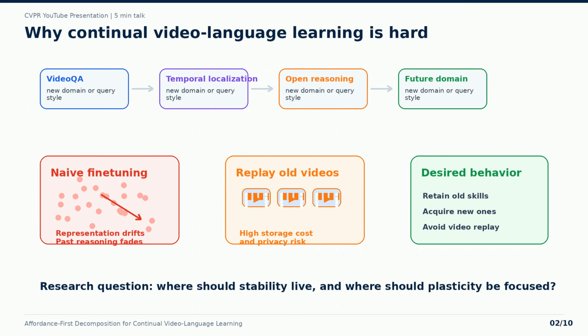Why is this difficult? In real systems, video streams are non-stationary. A model may first answer questions about daily activities, then temporal localization queries, and later open-ended explanations. Naively fine-tuning the whole model makes the representation drift, while storing and replaying old videos is expensive and can violate privacy. So the question is not only how to adapt, but also where stability should live.